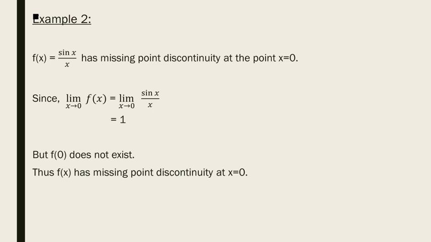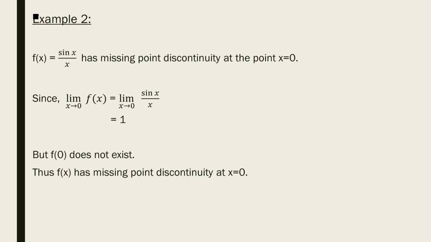One more beautiful example. f of x equal to sin x by x has a missing point discontinuity at x equal to 0. How can we say that? See here also, if you find the limit of the function at 0, the limit as x tends to 0 of sin x by x. We have learned this formula in 11th class itself. What is the limit of the function sin x by x as x tends to 0? It is equal to 1.